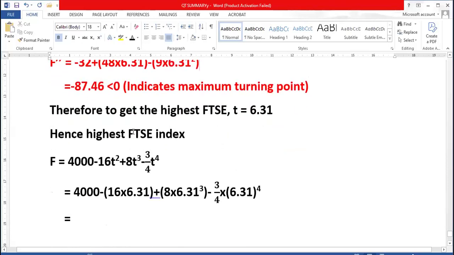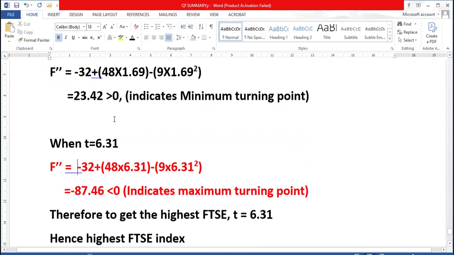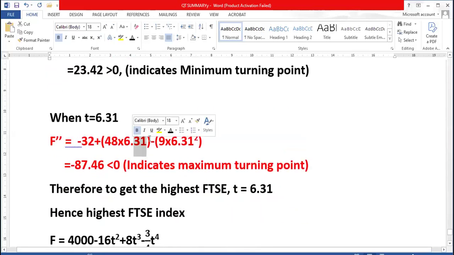It's not giving me a negative. It's not giving you a negative? It's giving you what? Remember, this is negative. So on your calculator, put negative 32 plus open bracket 48 times this, close bracket, minus open bracket, 9 times this squared. This is the one that is squared, 6.31. Close bracket. What do you have? It is not a negative.